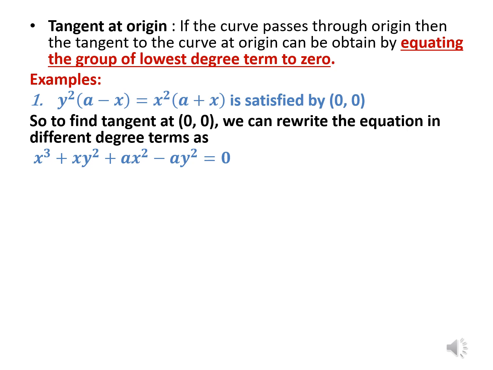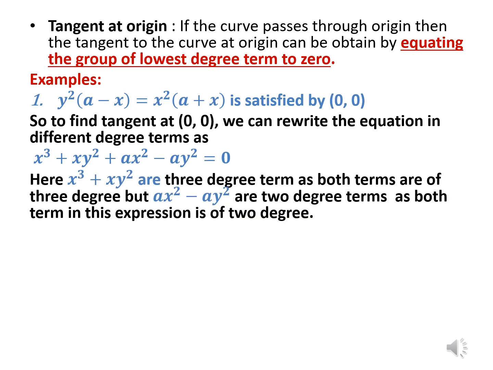So here the first term is x cube, that means the degree of this term is 3. The second term is xy square, where x power is 1 and y power is 2, so the degree of this term is altogether 3. Then the third term is ax square. a is constant, that means no degree, and x is power 2, so the degree of this term is 2. Now the fourth is ay square. Again y power is 2, so its degree is 2, and that is equal to 0.